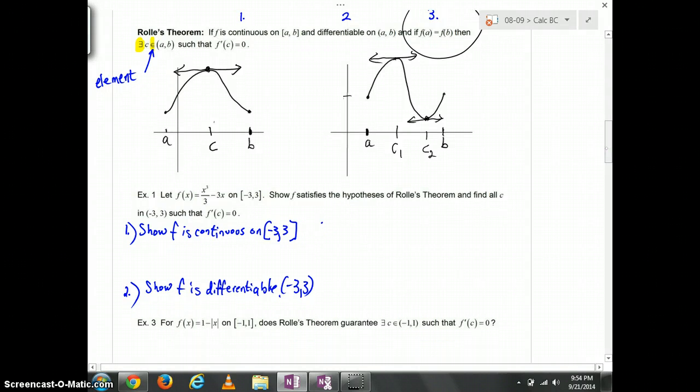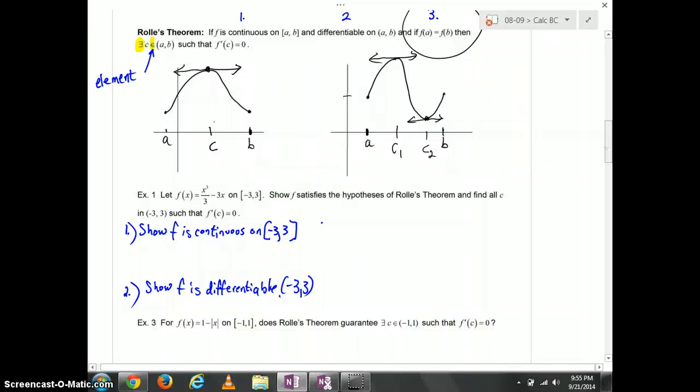Let's real quickly take a look at example 1. Let's just say that we have f of x is equal to x cubed over 3 minus 3x on the closed interval from -3 to 3. First of all, show that f satisfies the hypothesis of Rolle's theorem. That means the three conditions. And then find that c value. We're saying there exists a c. Let's actually go further and find that c value such that the derivative at that c value is 0.